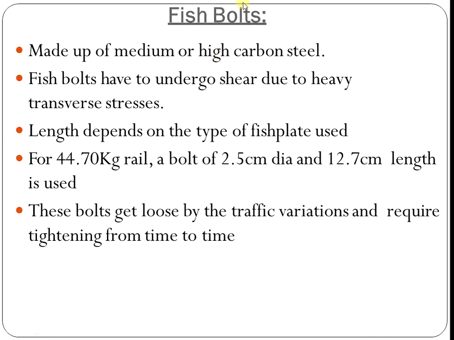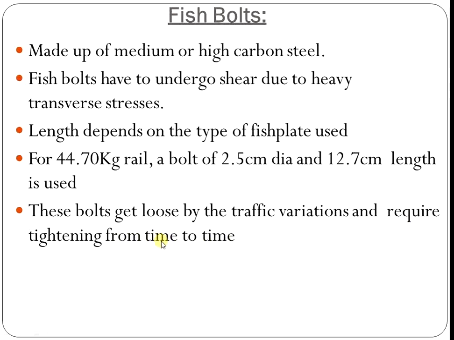Next point, fish bolts. Made of medium and high carbon steel, fish bolts have to undergo shear due to heavy transverse stresses. Length depends on the type of fish plate used. For a 44.70 kg rail, a bolt of 2.5 cm diameter and 12.7 cm length is used. Then next, these bolts get loose by the traffic variations and require tightening from time to time.